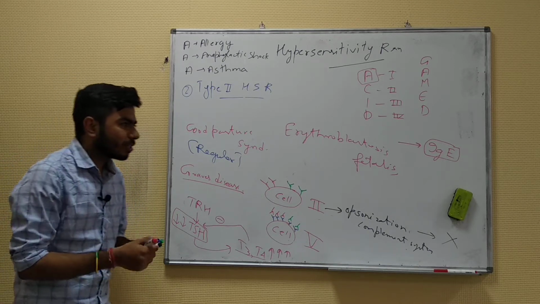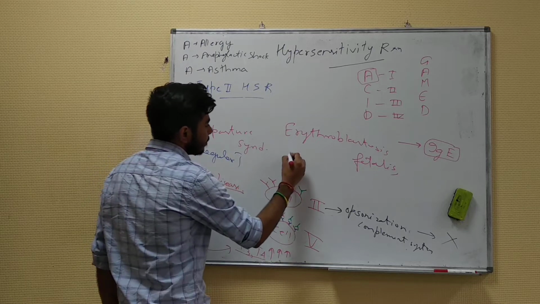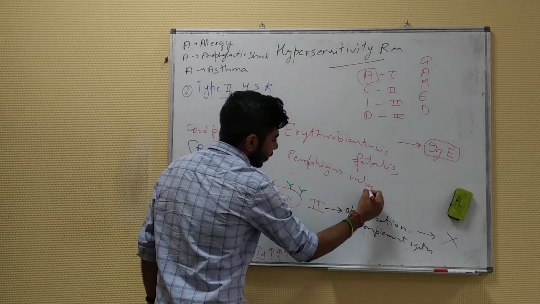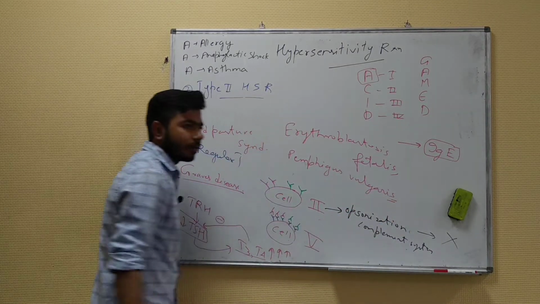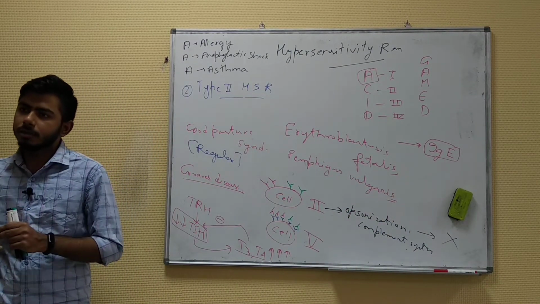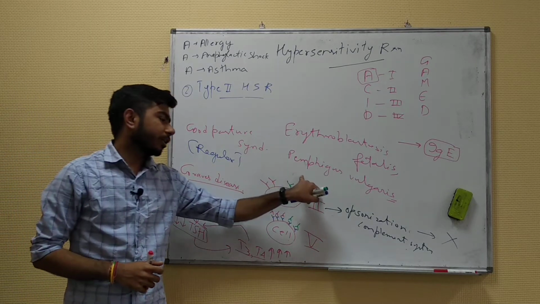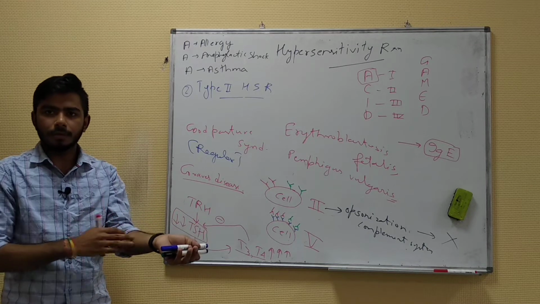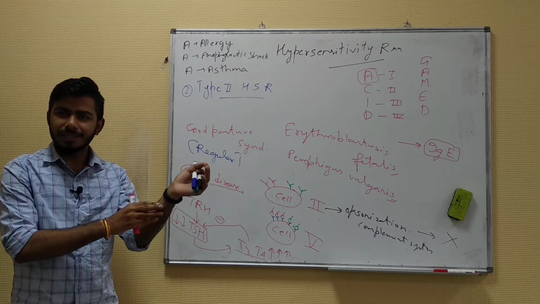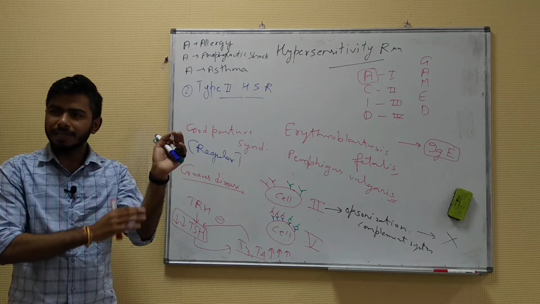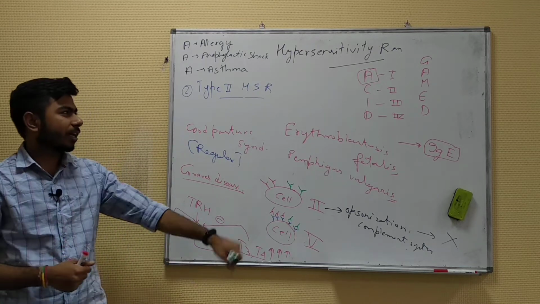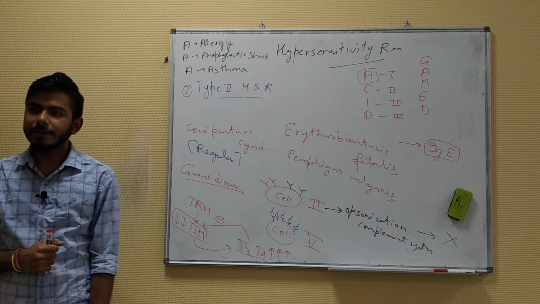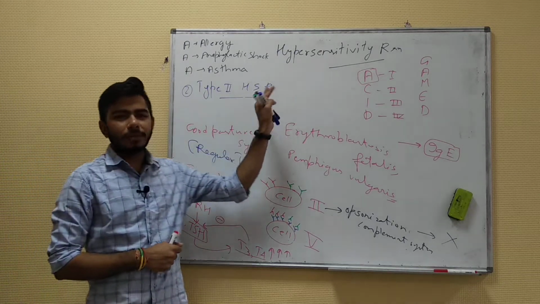What else? Pemphigus vulgaris. Don't worry, this is a dermatological problem. You don't have dermatology yet; it is a 4th course subject. In dermatology, you will study pemphigus vulgaris, where the skin peels off, as you rub over the skin it comes off. That comes under the category of type 2 hypersensitivity reaction. Fine, so these are some examples of type 2 hypersensitivity.